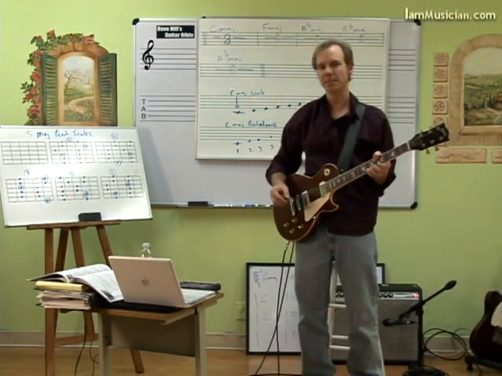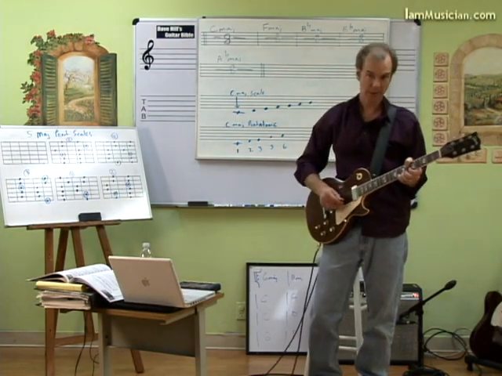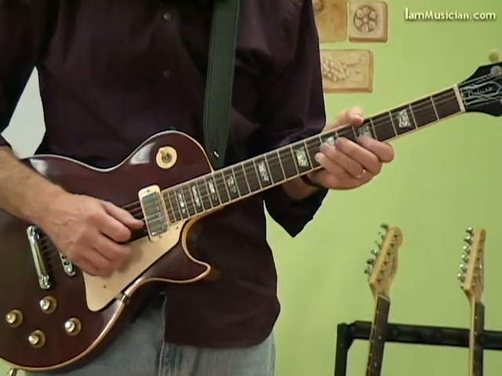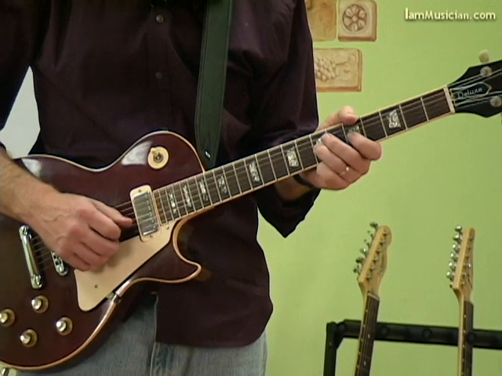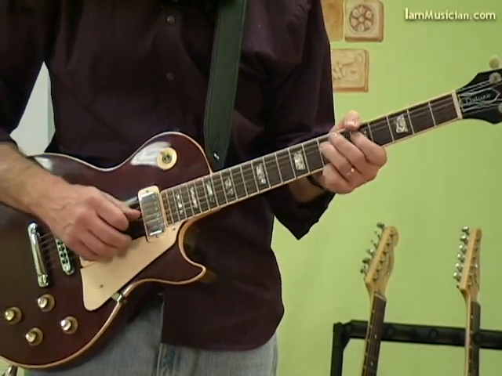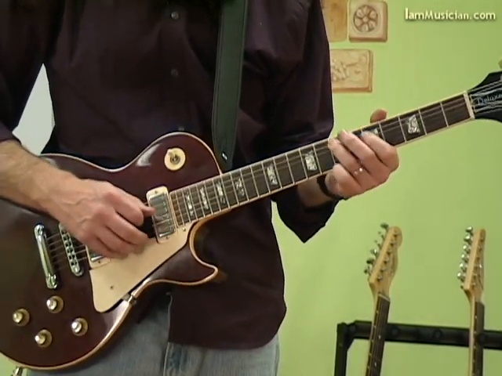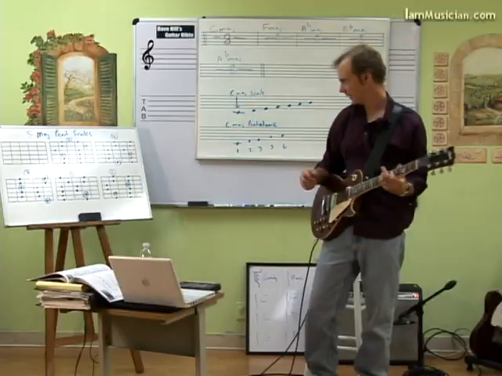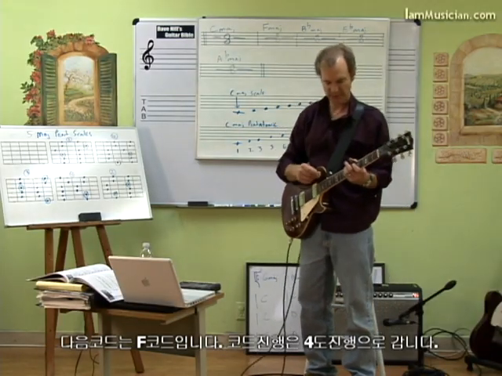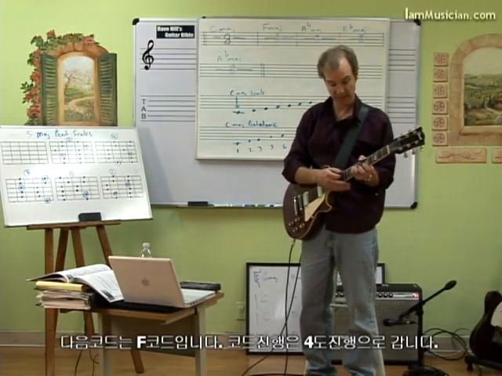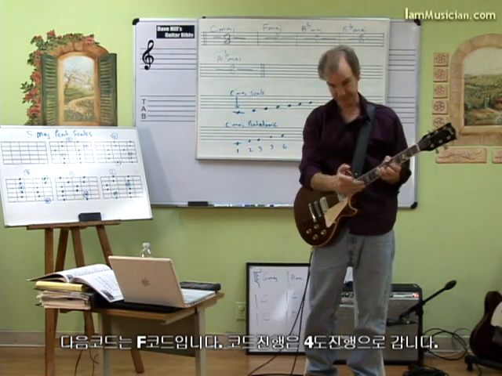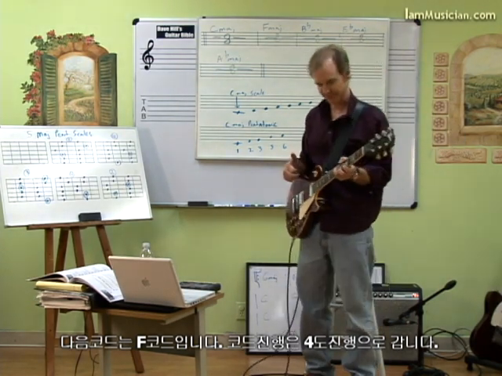Okay, when you get to the top, that's going to be the spot where you want to come back down and reverse it. Now, what we're going to do is the next chord is going to come up and the progression is going to be an F chord. We're going to go through a cycle of 4s, okay?